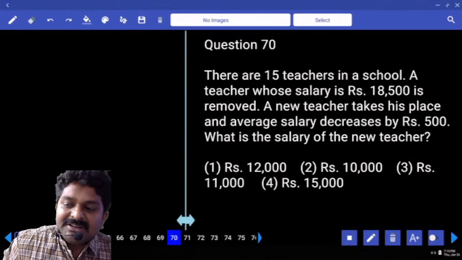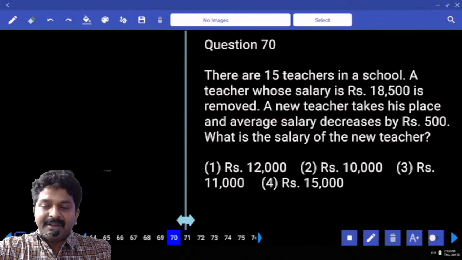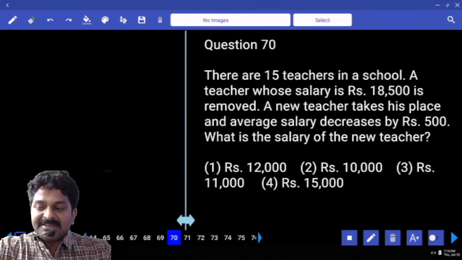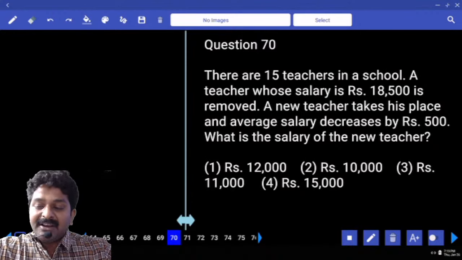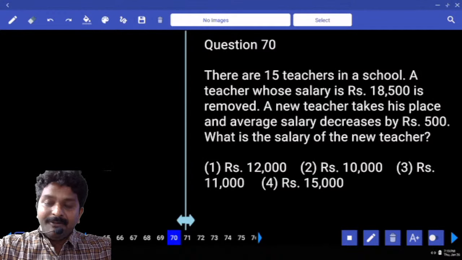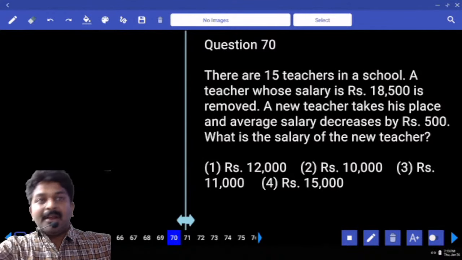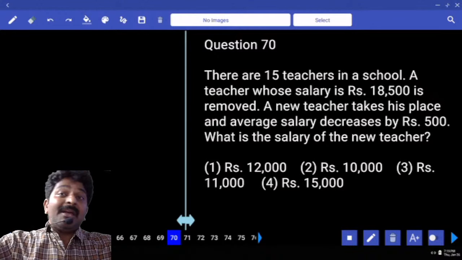There are 15 teachers in a school. A teacher whose salary is 18,500 is removed and a new teacher takes his place, and the average salary decreases by 500. What is the salary of the new teacher? Okay. How many teachers are there? 15. One person went out. How many are there now? 14. A new member joined. How many are there? 15.